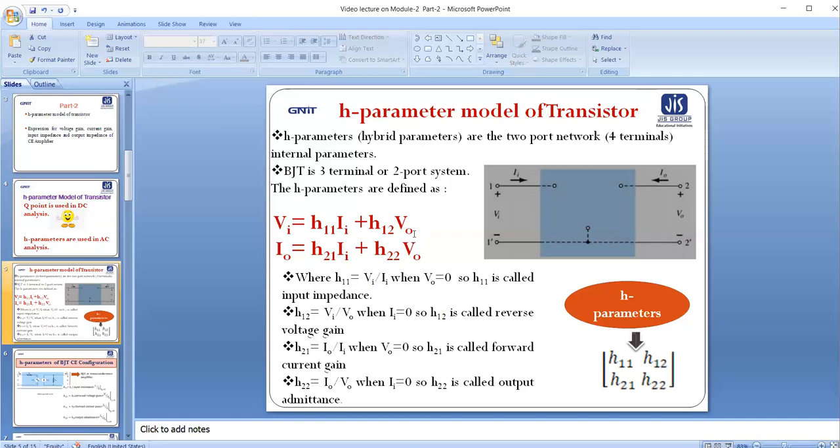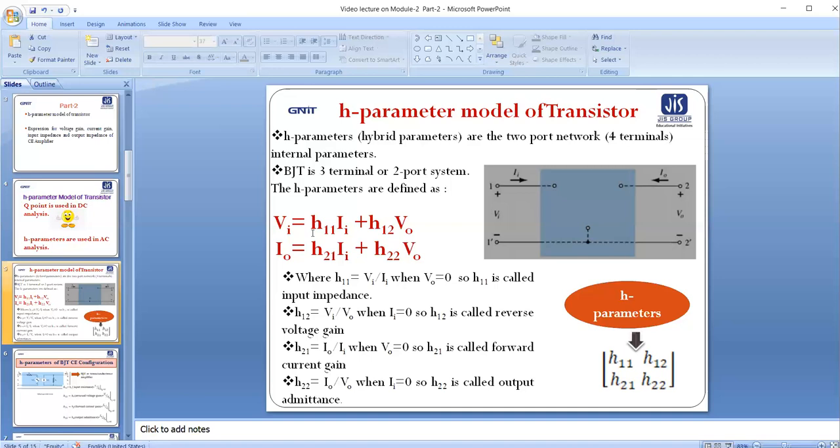Hybrid means it is mixing. If you look carefully, the equation is a mixture of current and voltage. It's not a pure current equation, neither is it a voltage equation. That's why the dependency will be described by the hybrid parameter.